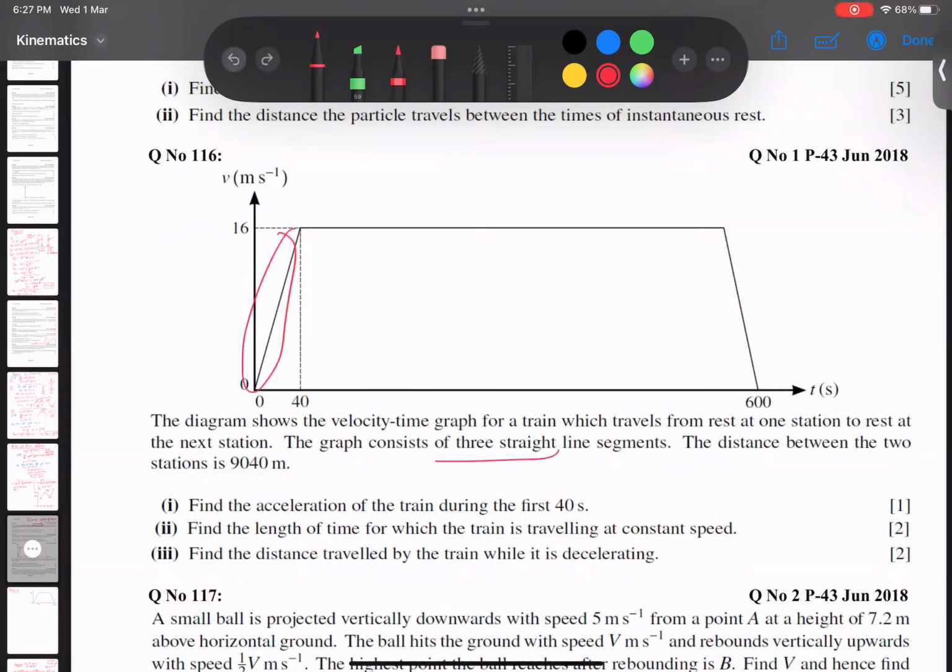And the distance between the two stations is 9040. So it means the area of the whole trapezium is equal to 9040. For example, station number 1 and station number 2 here. So there are some parts. Start from here. This motion is represented by this line, because in this the train is accelerating. Clear?